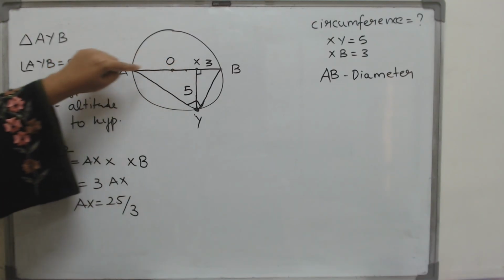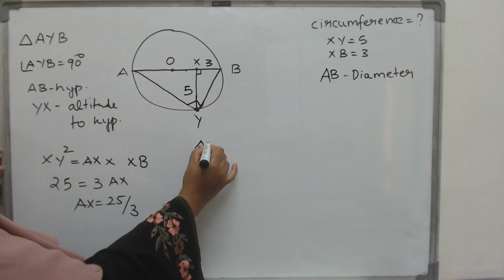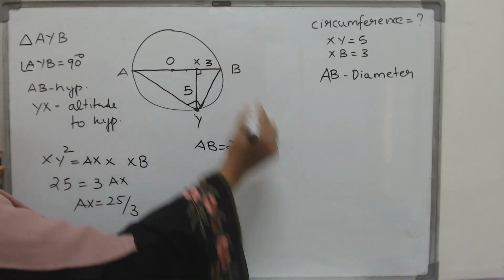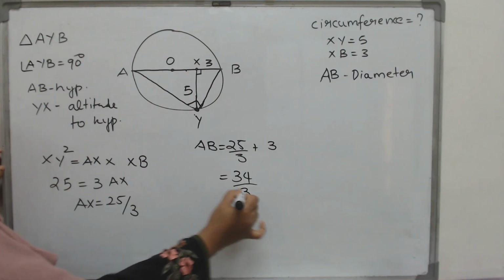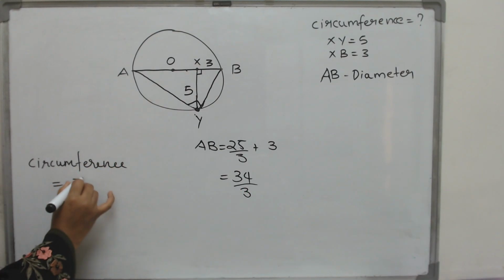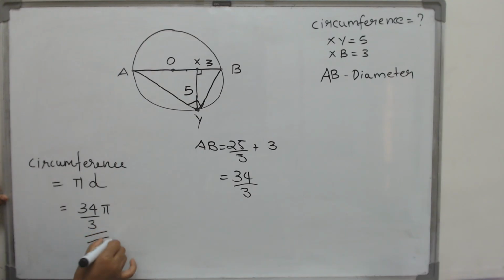We have just got this part as 25 by 3, but what is AB? AB is 25 by 3 plus this 3 here. And what you get is 34 by 3. That is your diameter. And then what is the circumference? It is pi into diameter. That is 34 by 3 pi, which is the answer that we are looking for.